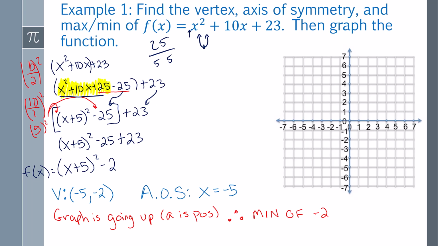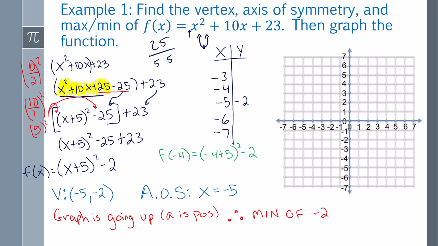So now to graph it, usually it's easier if we start at the vertex. I know if I plugged in negative 5, I get negative 2. And then I just need to plug in points around it. So I went to the left of negative 5, which is negative 6 and negative 7. I went to the right of negative 5, which is negative 4 and negative 3. And all you need to do is plug those values into your function. If I plugged in negative 4, you get negative 1. If I plugged in negative 3, you get positive 2.